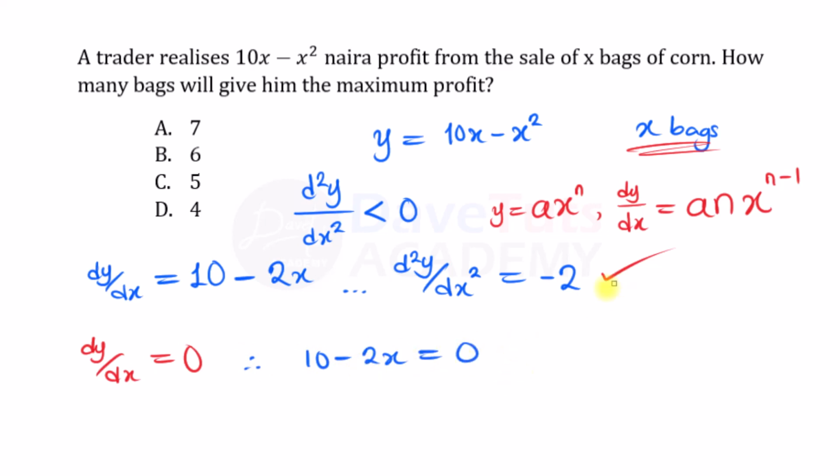And if we collect like terms or separate the variables, that means we are having 10 is equal to 2x. Dividing both sides by 2, it will cut out 2 here 1, 2 here 5. So x, the number of bags, is actually 5. So option C here is going to be the solution.